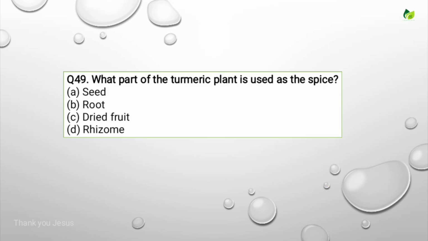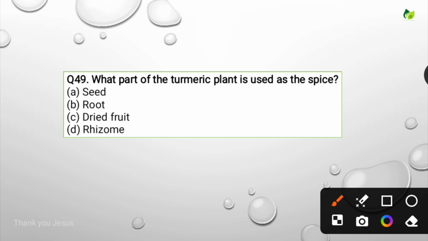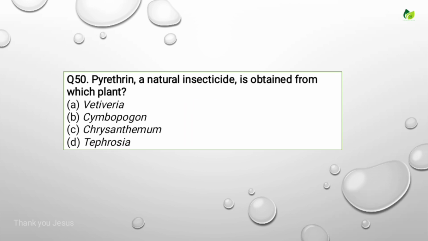What part of the turmeric plant is used as the spice? Options are seed, root, dried fruit, rhizome. For this, the correct answer is rhizome. Let's see the next question. This is the last question.